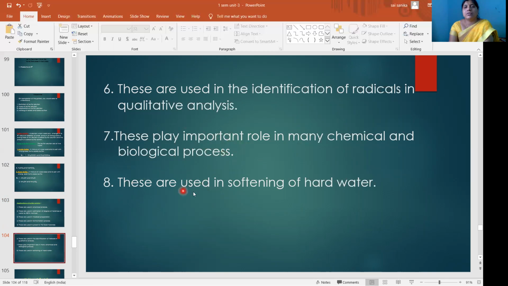And these are also used in softening of hard water. What is the meaning of softening? The process of removal of salts from water, that means converting hard water into soft water. So the process of removal of hardness of water is called softening of water. There also we will use buffer solution.